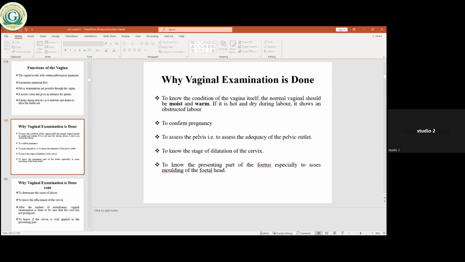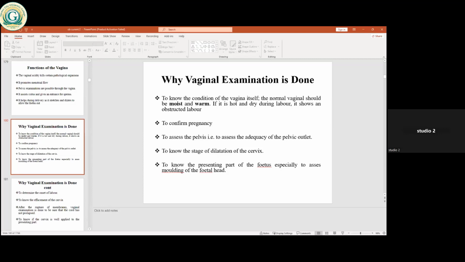We also do vaginal examination to confirm pregnancy. When a woman is pregnant, you see that the cervix is soft, and you'll be able to know whether she is pregnant or not. We also do vaginal examination to assess the pelvis. There are certain pelvises which cannot deliver easily. We'll look at the pelvis later. Not all pelvises can deliver. So if you don't know the woman and she has come to the antenatal clinic, you have to do a vaginal examination to assess the adequacy of her pelvis. We also, during labor, try to know the stage of dilatation of the cervix.